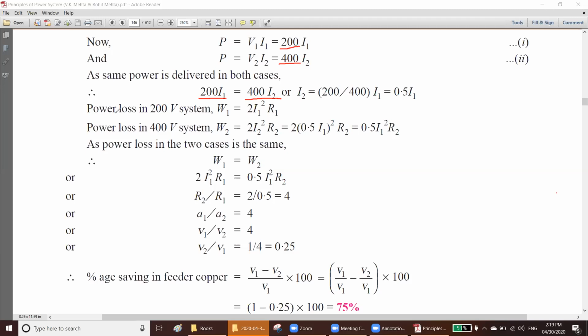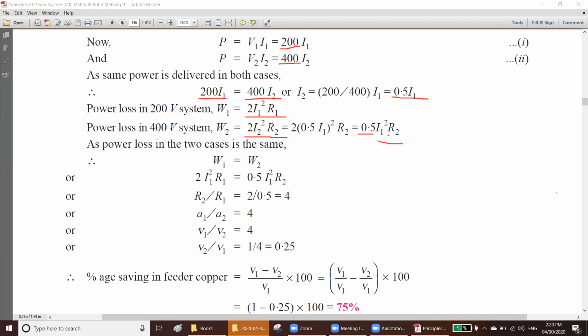Now your power loss in the 200 volt system, W1, is equal to 2 I1 square R1. It's pretty simple because you have two wires. For the 400 volt system, your power loss is 2 I2 square R2. That means 2 into 0.5 I1 square into R2. Here you put the value of I2. So the square will become 0.25. So 2 times 0.25, your final value is 0.5. So 0.5 I1 square R2, right? So that is what you got.